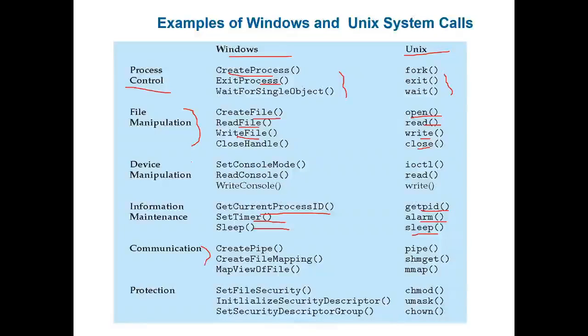And which are under the communication system calls? Create pipe, file mapping. These are all related to networking. And in Unix these are different. Protection: these are all related to security, set file security, initialize security descriptor. And the related Unix system calls are chmod, umask and chown. So we have completed the topic of system calls here.